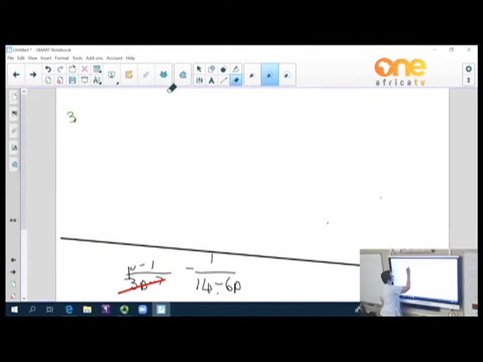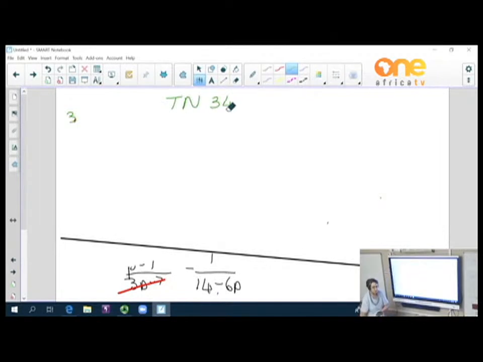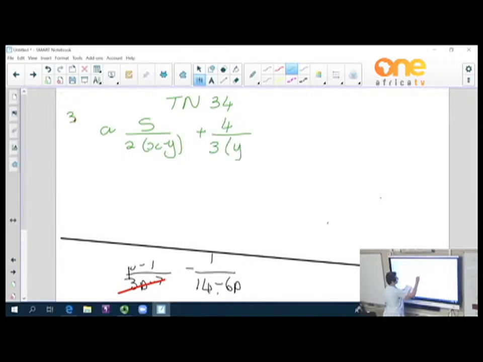Right, so we continue now with Try Now 34. We're looking at the first one there, number A: 5 over 2x minus y plus 4 over 3y minus x. Okay, so we need to find the LCM, but now we've got a problem here, because here we have x minus y and there we have y minus x, so our signs differ.